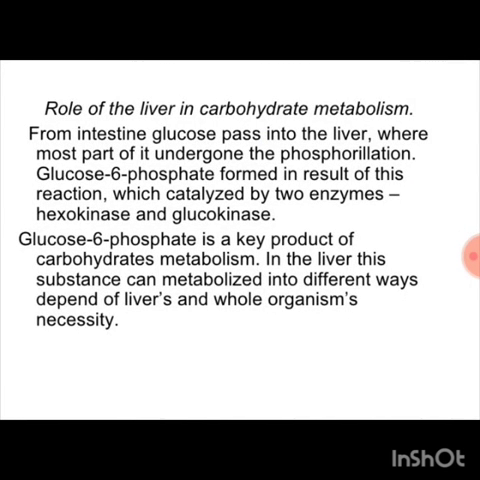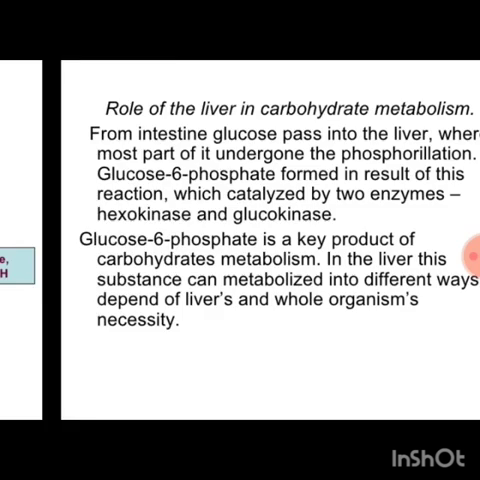Now the role of the liver in carbohydrate metabolism. From the intestine, glucose passes into the liver, where most of it undergoes phosphorylation. Glucose 6 phosphate is formed as a result of this reaction, which is catalyzed by two enzymes, hexokinase and glucokinase. Glucose 6 phosphate is a key product of carbohydrate metabolism in the liver, and this substance can be metabolized in different ways depending on the liver's and the whole organism's necessities.